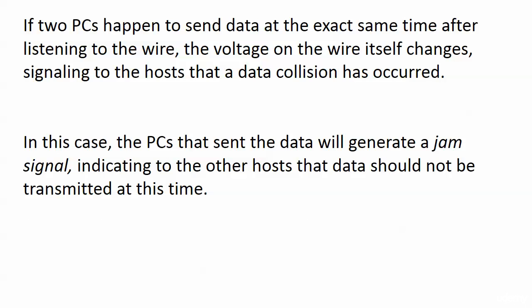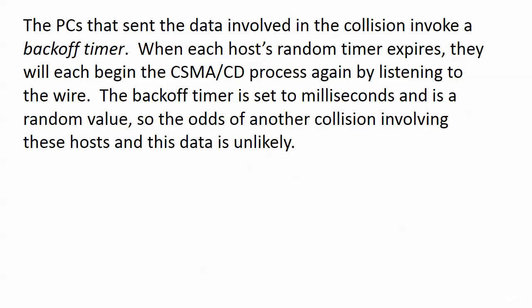If 2 PCs happen to send data at the exact same time after listening to the wire, the voltage on the wire itself is going to change, and that signals to the host, hey, that data you just sent collided with someone else's. In that case, the host that sent the data will generate what we call a jam signal. What you're doing is basically yelling to everybody else on that shared segment, hey, don't send anything because we've had a collision and we're cleaning up from it.